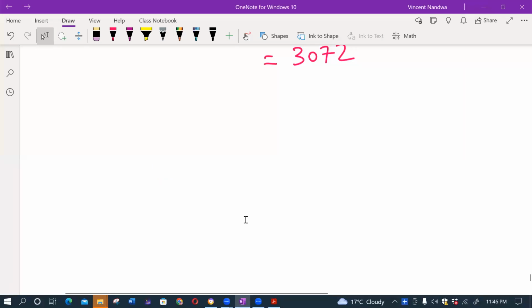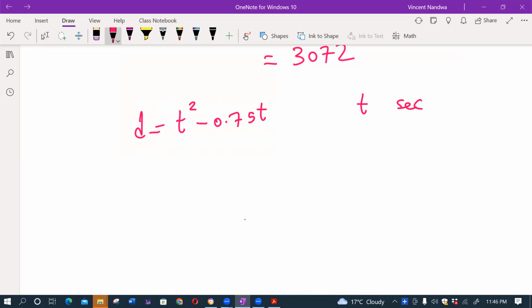So the first question is that a ball rolls down a slope and travels a distance d given by t squared minus 0.75t, where t is time in seconds. Find t when the distance traveled by the ball is 11.25 feet. So this means that we need to solve for t when d is 11.25. This is as good as replacing d with 11.25 and then solving the quadratic in t.